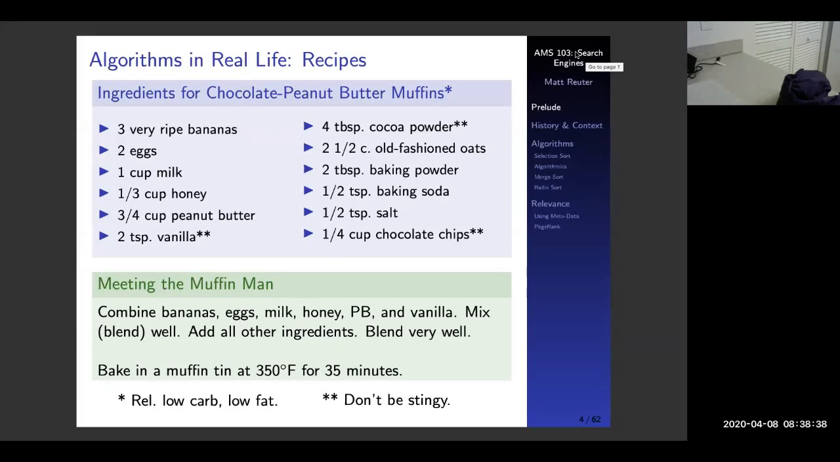But so you can see we've got a bunch of the ingredients listed on there. So we've got bananas and eggs and cocoa powder and baking powder and baking soda and all of that. We've got some instructions down on the bottom. So, you know, combine bananas, eggs, milk, honey, peanut butter, vanilla, and all that. And so the question is, how do we go? If we want to make muffins now, where do we start? We've got all the information we need there on the slide. What do we do first?